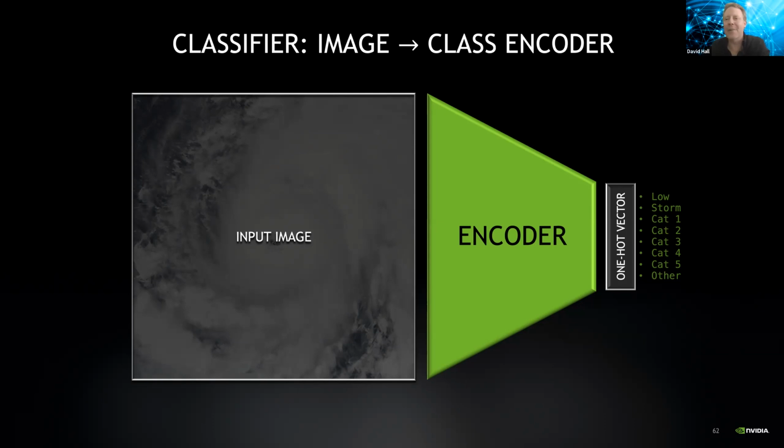The classifiers we've been looking at so far may all be viewed as encoders that map high-dimensional images onto a low-dimensional one-hot vector encoding. In this case, the encoded vector tells us how closely the input data matches each of the target classes.